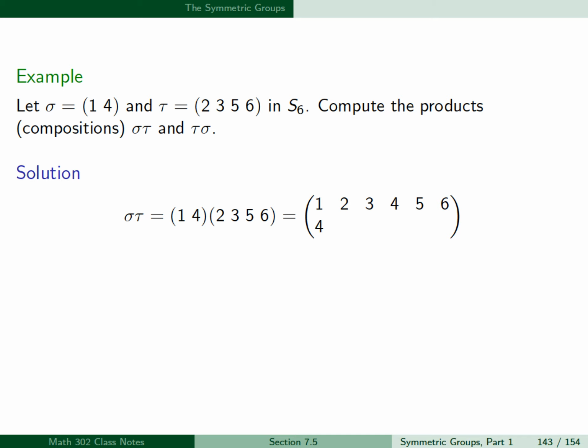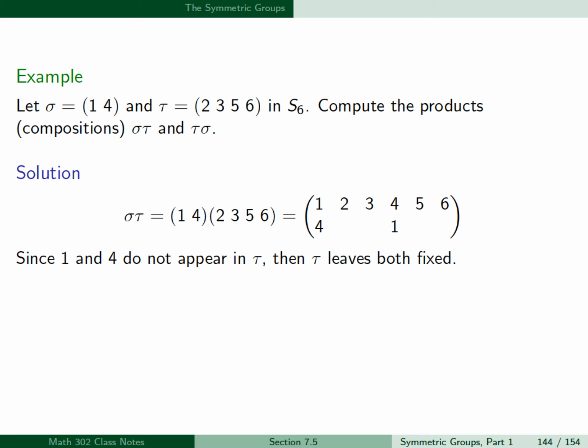And if I look at 1, well, in tau, 1 is fixed, but in sigma, 1 maps to 4. And then if I look at the image of 4, well, in tau, 4 is fixed, and in sigma, 4 maps back to 1. So since 1 and 4 do not appear in tau, then tau leaves both of them fixed, and their images in the product depend only upon sigma.